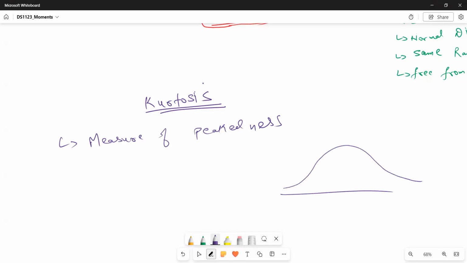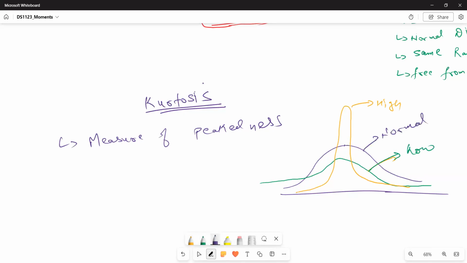Let's say this is your data. So this peak of the curve, whether it's higher or lower, let's say if it's lower, it will be like this. And if it is higher, it will be like this. This is high, this is low, and finally we have this, which is normal. So again, the kurtosis gives you this idea of how high or low the peak of the curve is.